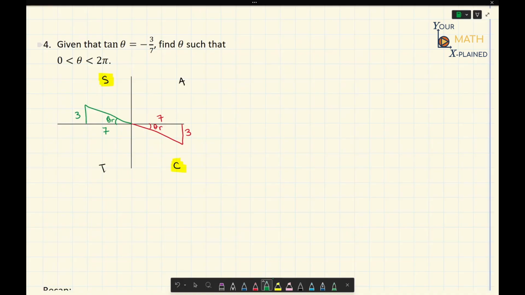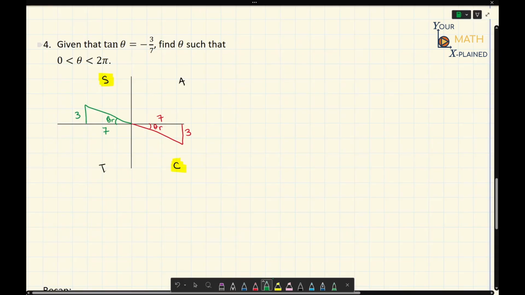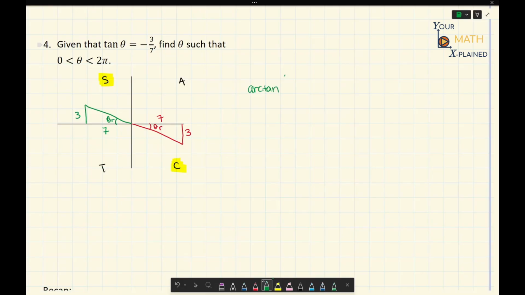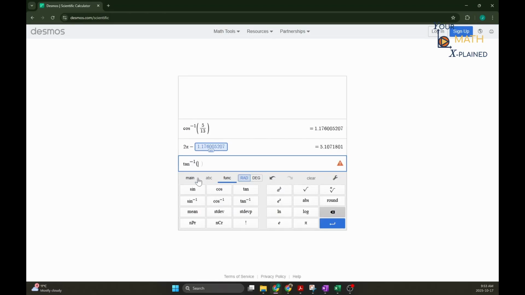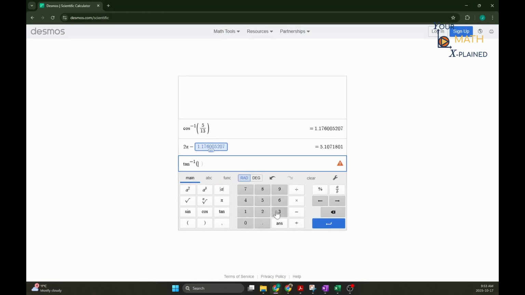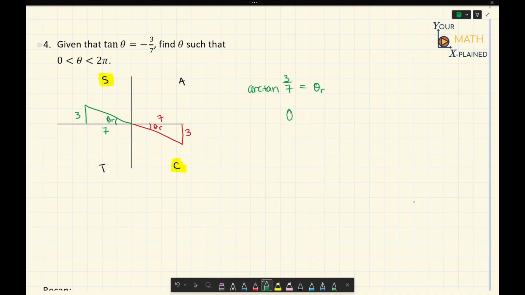And that's because we're going to use our quadrant knowledge to help us deal with that negative sign. So the first thing we're going to do is find what the reference angle is. So we would go to our calculator and do arctan of 3 over 7 is equal to theta r. So going back to our calculator, we get tan inverse of 3 divided by 7, and that gives us 0.405. So going back here, theta r is 0.405.